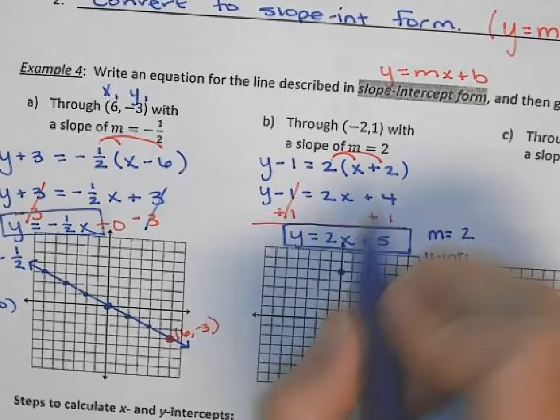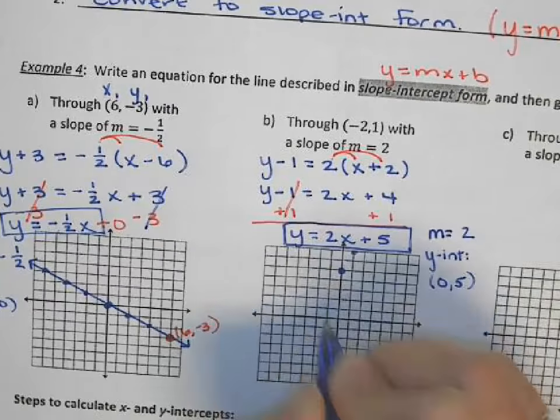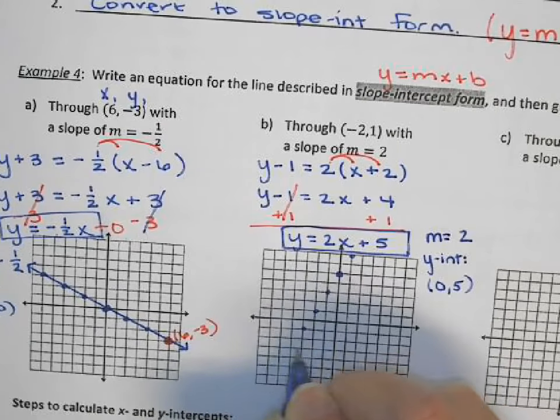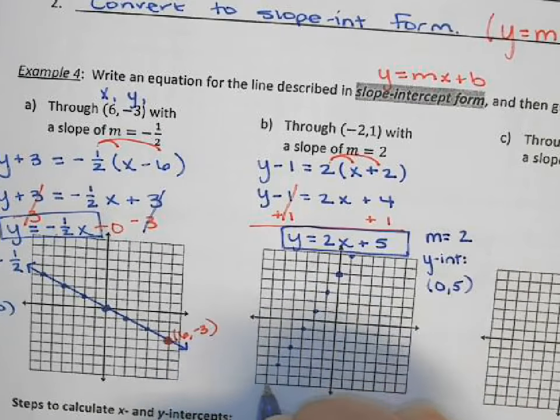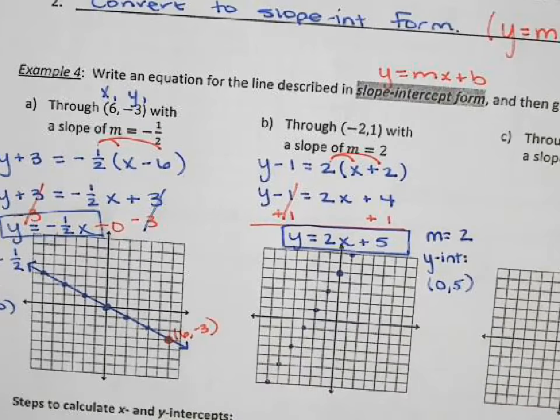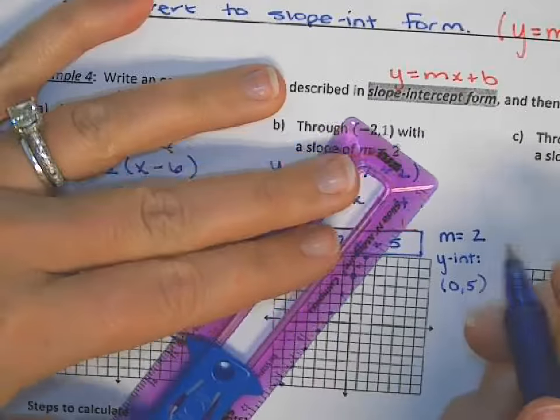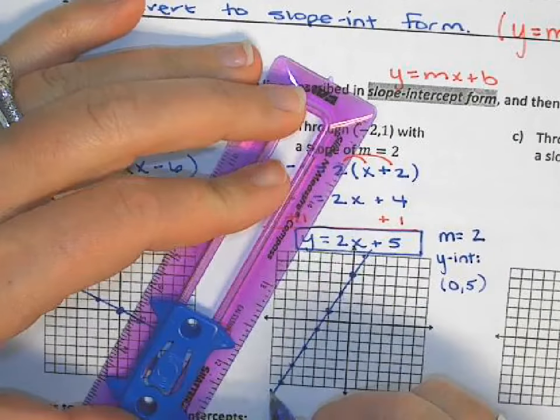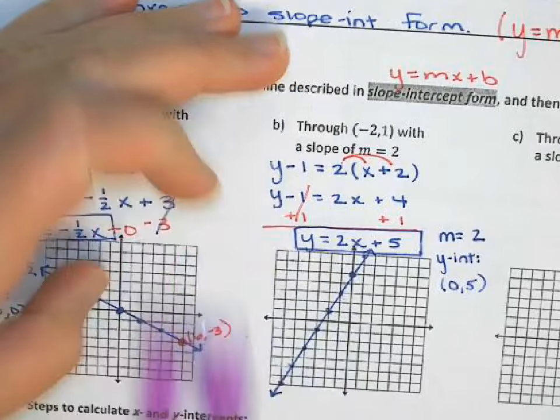Up 2, right 1. I ran out of space, so I'm going to have to go the opposite direction, down 2, left 1, until I run out of my graph. I'm going to connect these with my straight edge. You use the edge of your binder, folder.